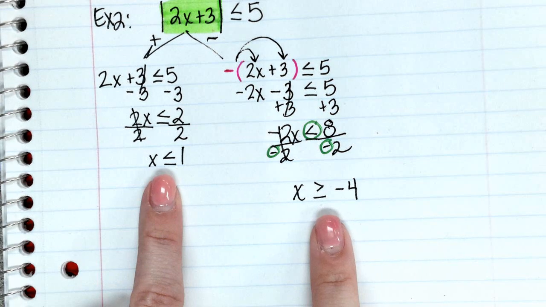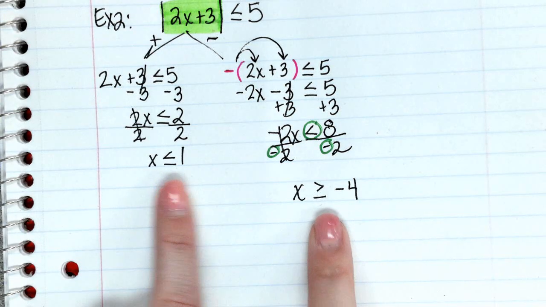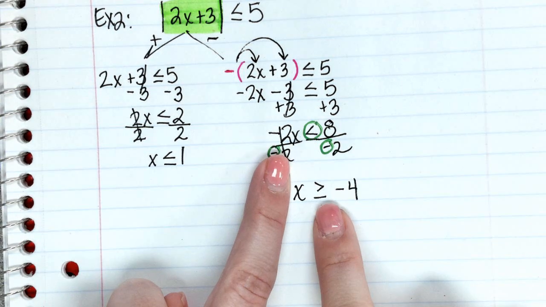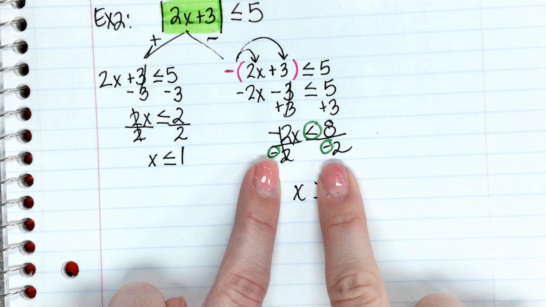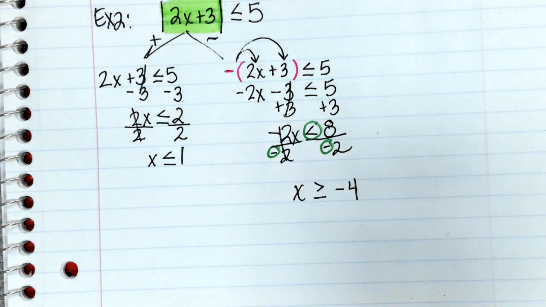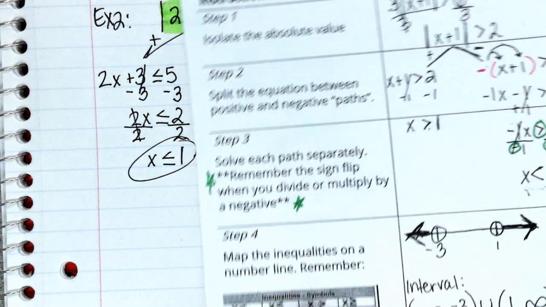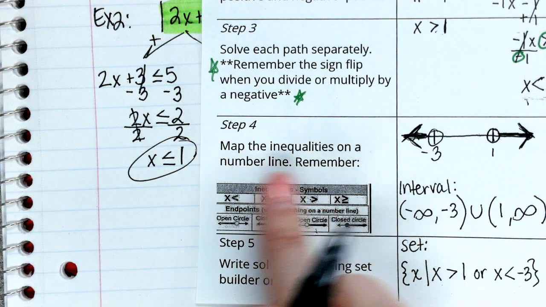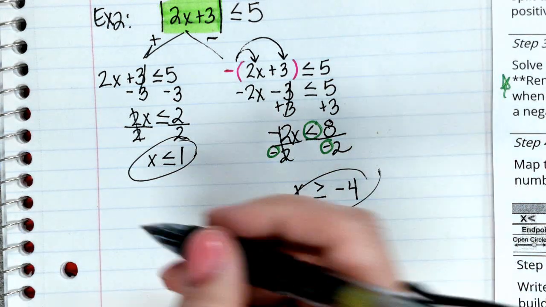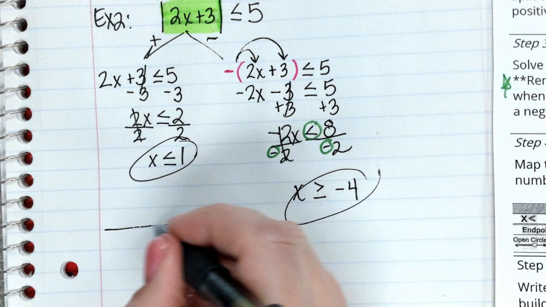Any questions on how we got these two? We all good with why we flipped the symbol here? Because I divided by a negative. Okay, now, these are my inequalities. Now I have to do the next step, which is map them on a number line, and I got to use this little key, okay? So I'm going to map these on a number line.